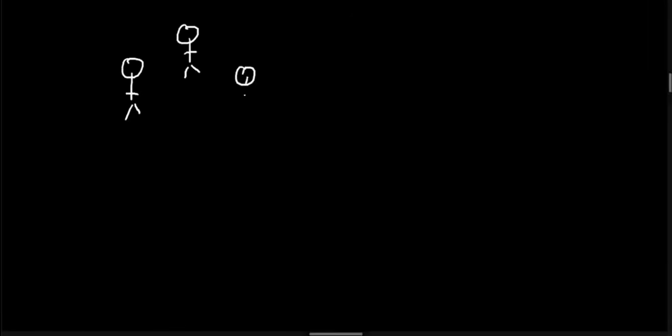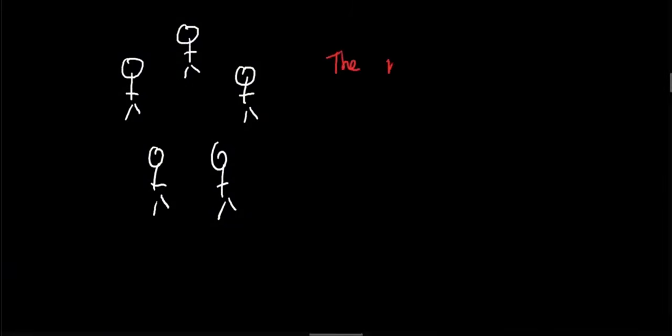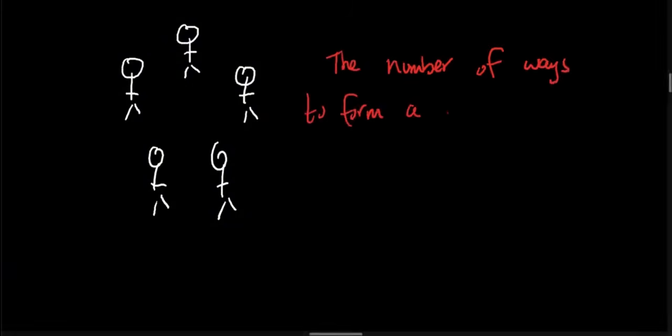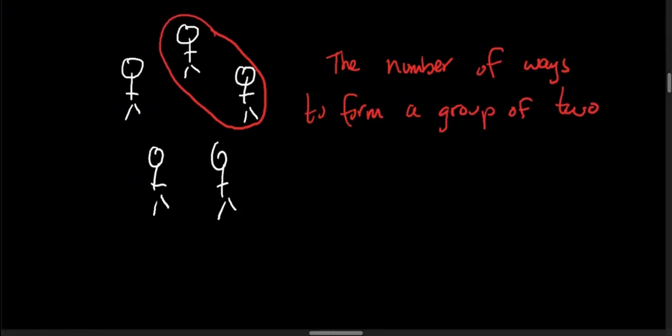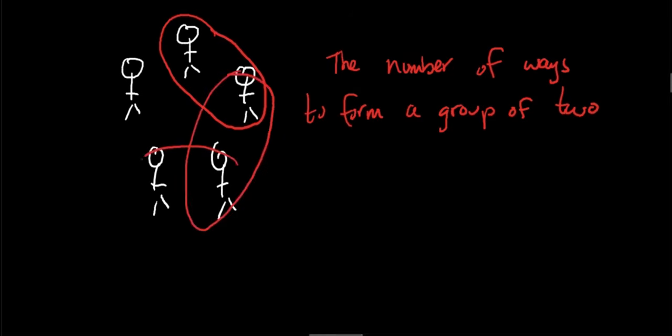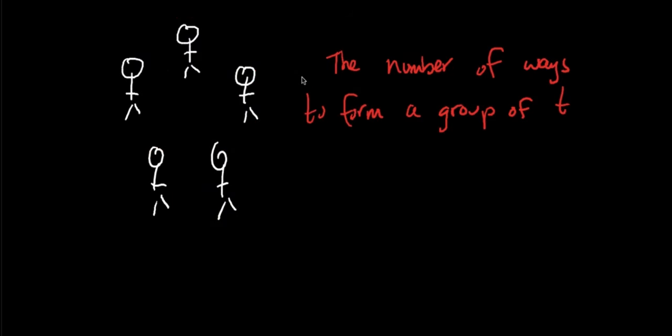Suppose that I have 5 people. Now consider the number of ways there are to form a pair, to form a group of 2 people from among this set of 5 people. So here's one pair, here's another, here's another. How many different ways are there to do that? I don't know.